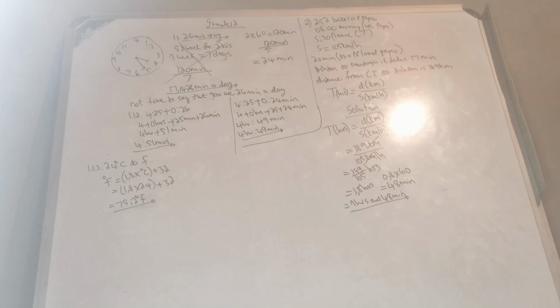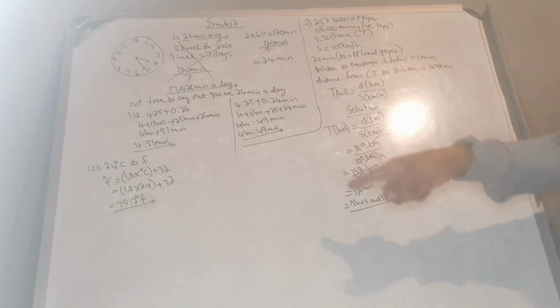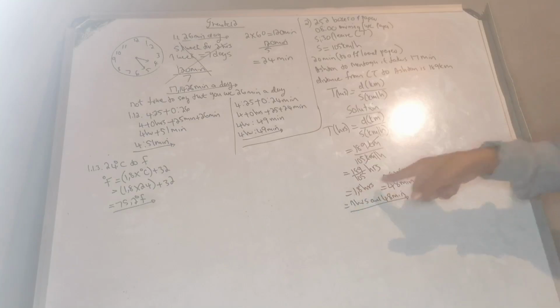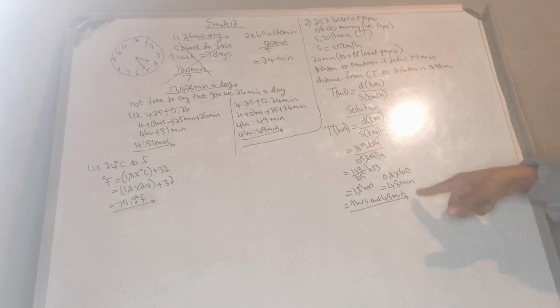Very, very careful. Right. On 1.8 hours, you take the 0.8, and what we said for minutes, you multiply by 60. You will have 48 minutes. 1 hour and 48 minutes. Right. Keep your number.